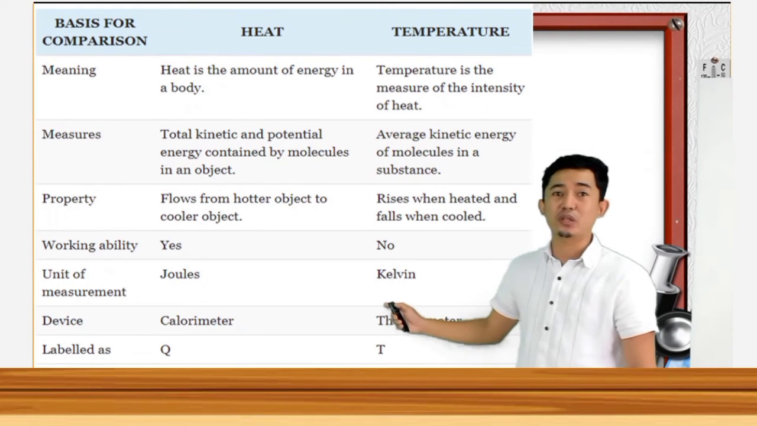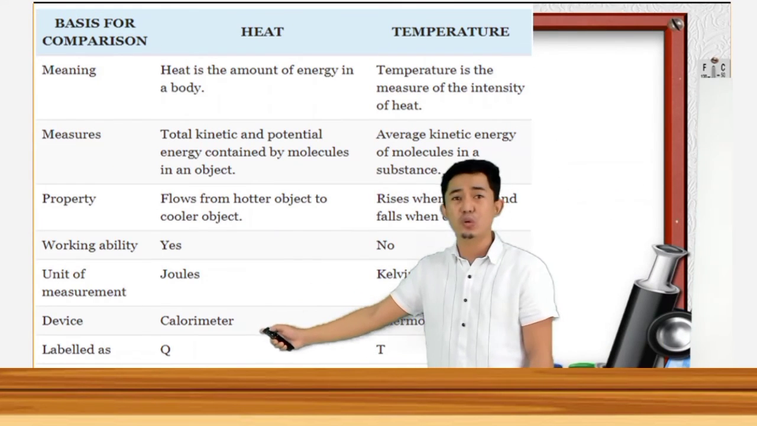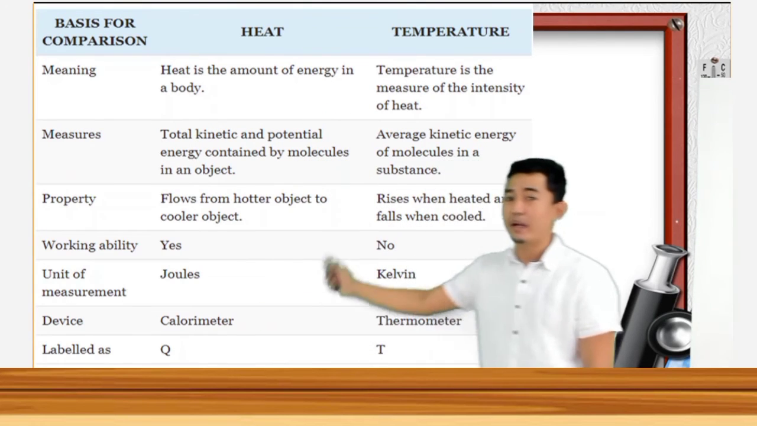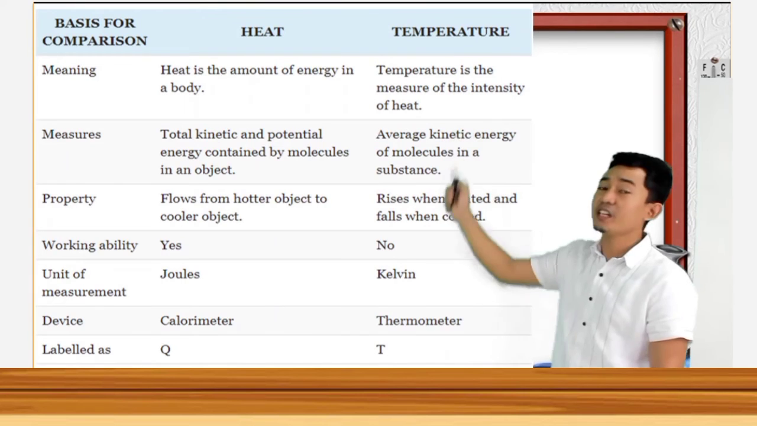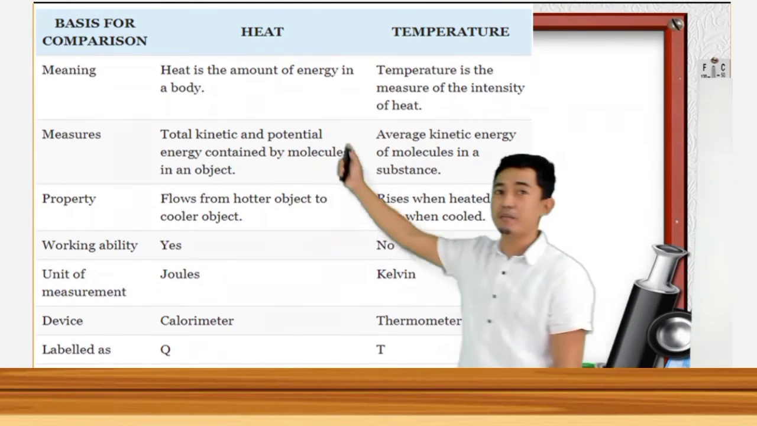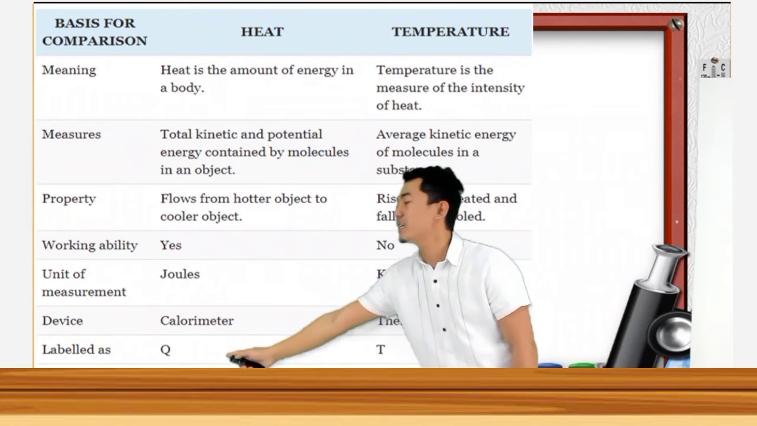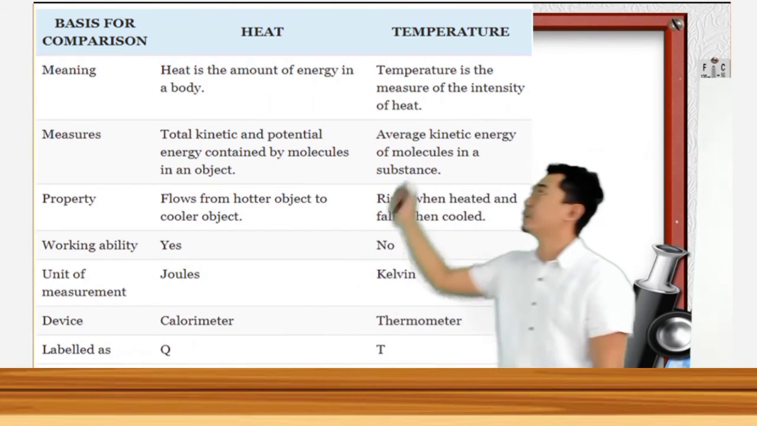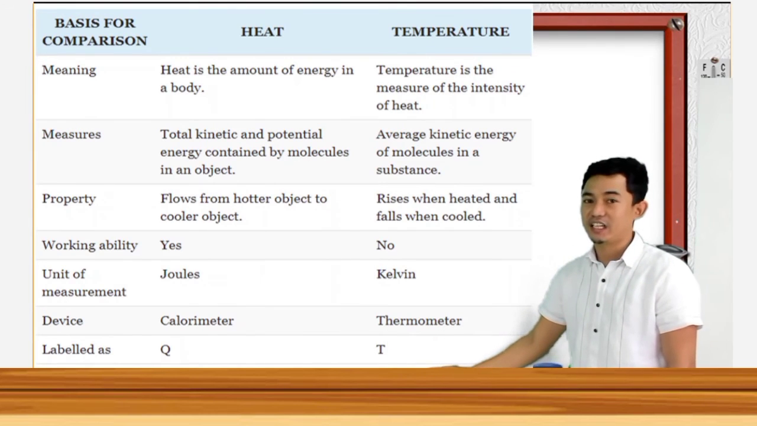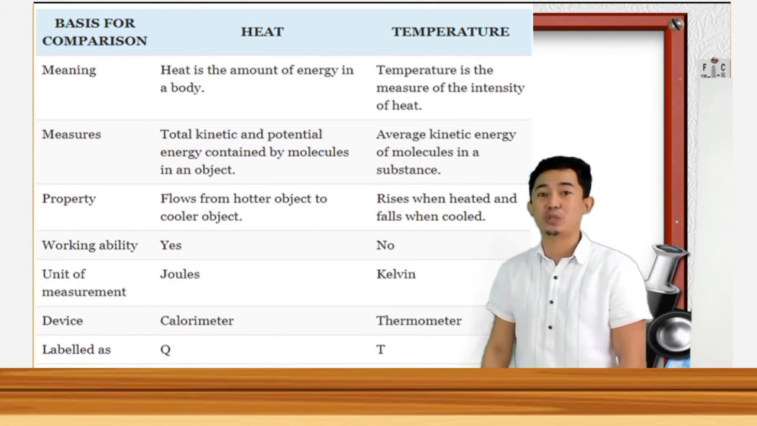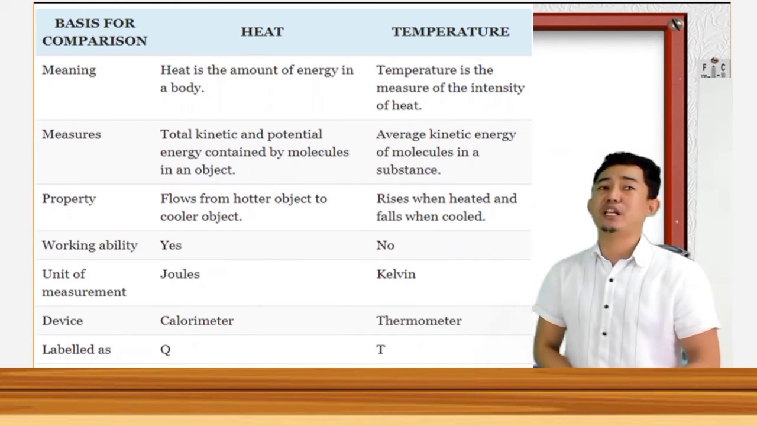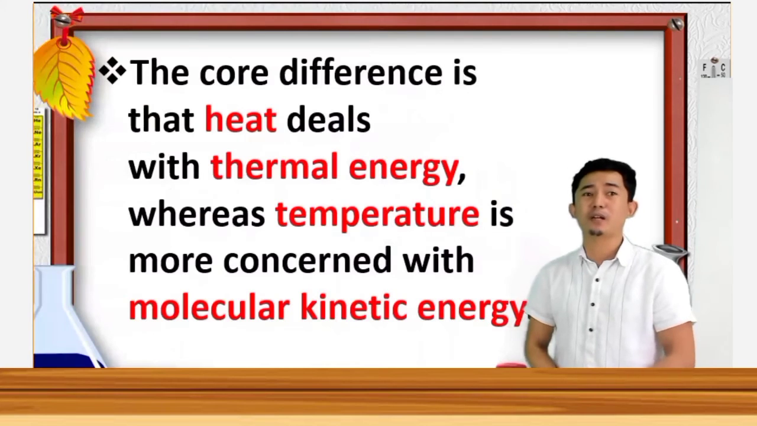And when it comes to the device that we are going to use, for heat it is calorimeter, while for temperature it is thermometer. The symbol for heat is labeled as Q, and temperature is labeled as capital T. Okay, capital T means temperature, not time. Now, we need to differentiate the two. The final word is this.